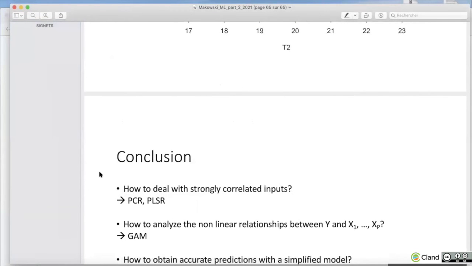So I have finished the second part of my course. I can take a couple of questions if you like. And I see a question for the GAM regression. Is there a rule on how much flexibility to use?